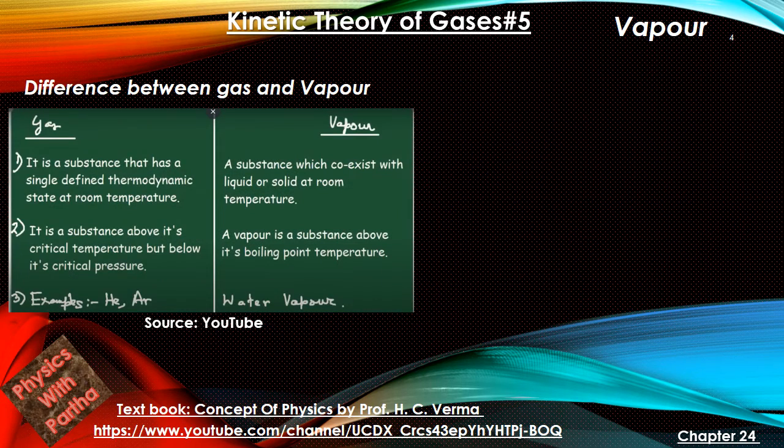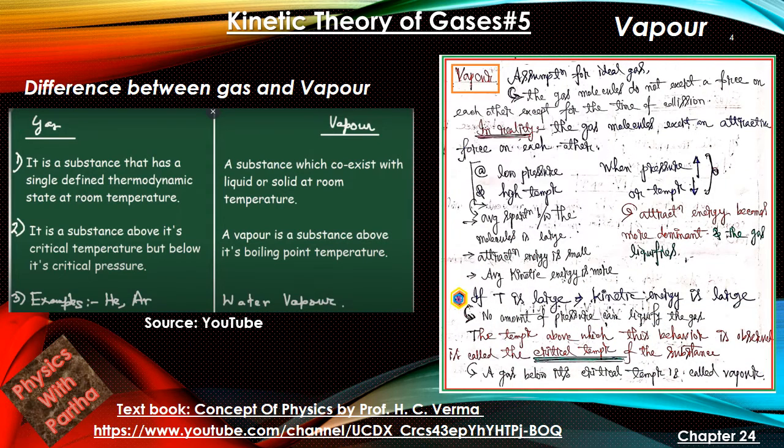Let us check the difference between gas and vapor. A gas is a substance that has a single defined thermodynamic state at room temperature, but a vapor is a substance which coexists with liquid or solid at room temperature. Room temperature means 25 degrees centigrade. A gas is a substance above its critical temperature but below its critical pressure, but a vapor is a substance above its boiling point temperature. For example, gases are helium, argon, etc. And vapor, as we all know, is water vapor.